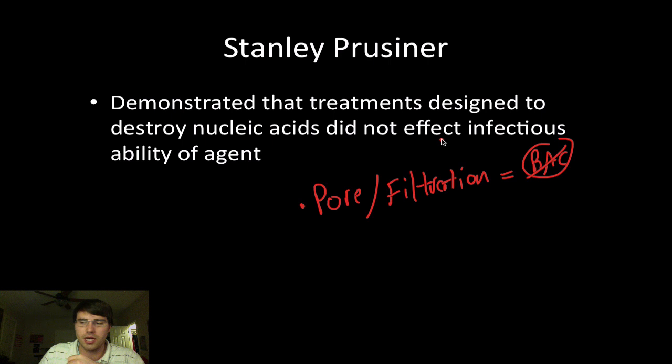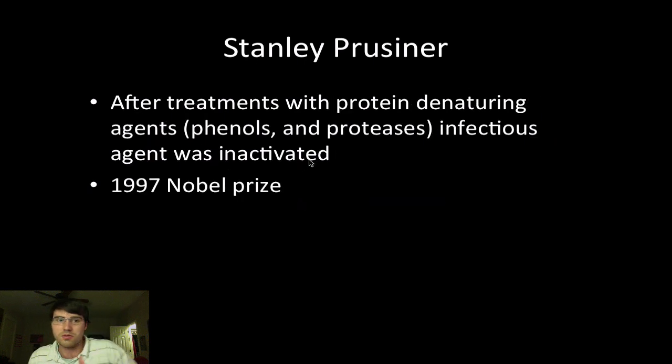So he knew to move on to whether or not it was, say, a virus or anything that could be causing any anomalies in this case. He demonstrated this by treating it with something that would destroy the nucleic acid, and that didn't really do anything in terms of stopping the infection. So what else would you move on to? He treated it with certain protein denaturing agents, one of them being phenols, and lots of types of proteases, and in doing that and just attacking proteins, the infectious agent was inactivated.